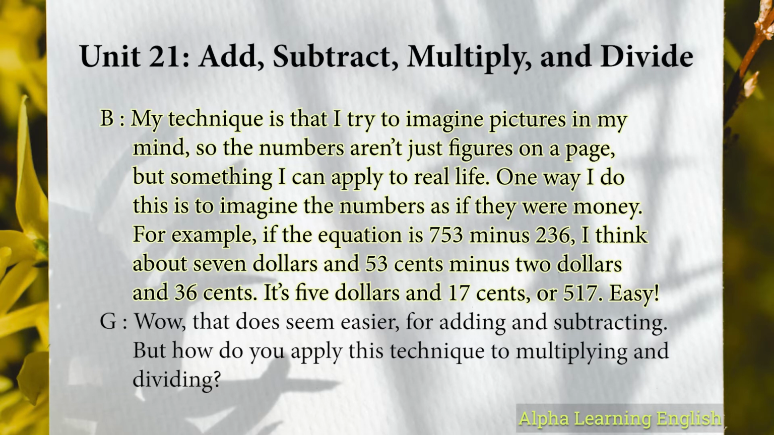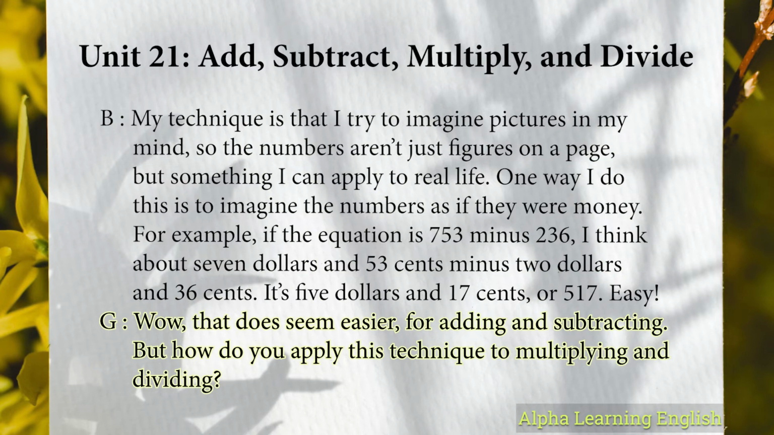My technique is that I try to imagine pictures in my mind so the numbers aren't just figures on a page, but something I can apply to real life. One way I do this is to imagine the numbers as if they were money. For example, if the equation is 753 minus 236, I think about $7.53 minus $2.36. It's $5.17 or 517. Easy!